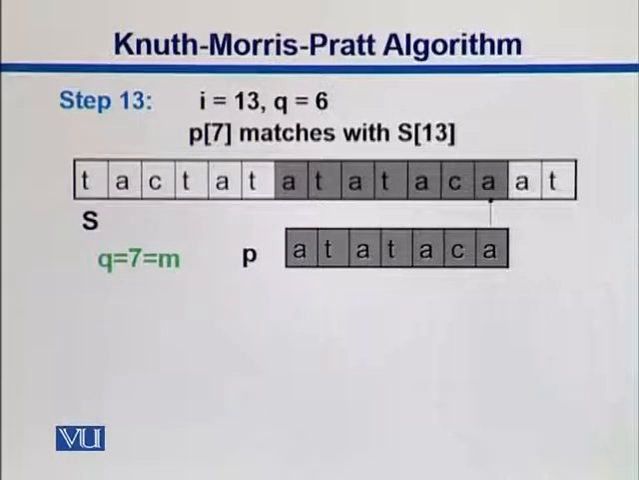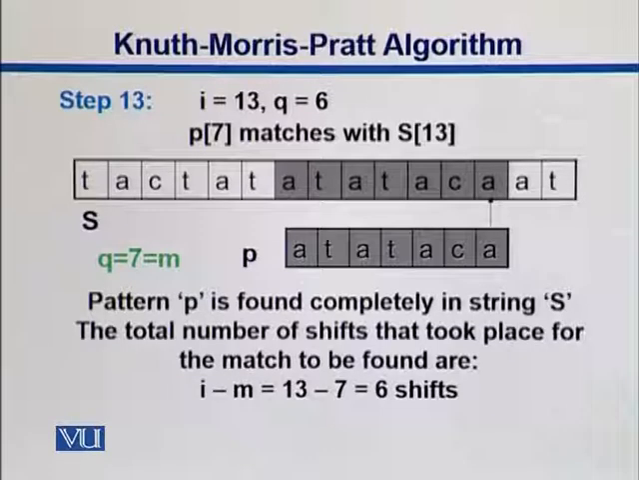So what to do next is print out that pattern P is found in S, and the total number of shifts it takes is 13 minus 7, 6 shifts, and at what location it is present, if you look into the algorithm, that was I minus M plus 1. So that is 13 minus 7 plus 1, which is equal to 7. So we have found the pattern at position number 7.